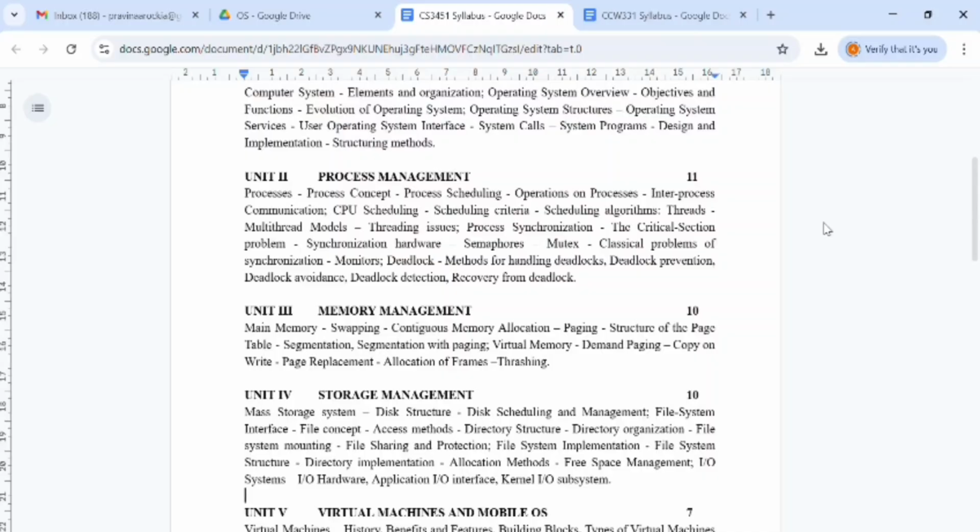For that, we have various CPU scheduling algorithms, and we have the scheduling criteria: what things should be met to design a CPU scheduling algorithm. Based upon that, we design various algorithms. Among these algorithms, based upon the application we are going to use, we can choose any one scheduling algorithm to schedule programs in the computer. And with threads, we can execute multiple programs as a single unit. That also will be covered in this unit.